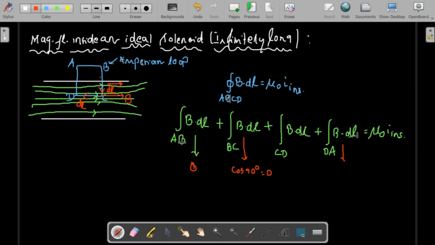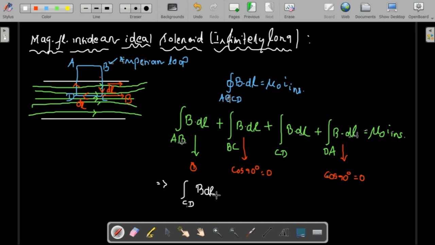And finally this dl, the same logic as BC, DA, is in this direction, again making an angle of 90 degrees. So for this case also, we have cos 90 degrees, which is equal to 0. So finally, I have to just find out the magnetic field because of this line. So what we can do now is take up this result, B dot dl, let me write it down for CD, that's my only case which survives.